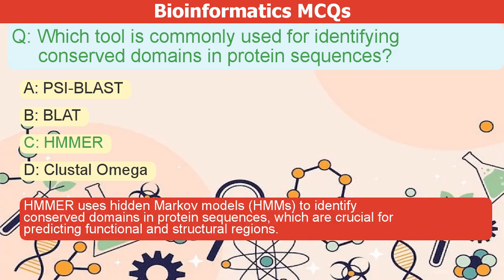The correct answer is C. HMMER uses Hidden Markov Models, HMMs, to identify conserved domains in protein sequences, which are crucial for predicting functional and structural regions.